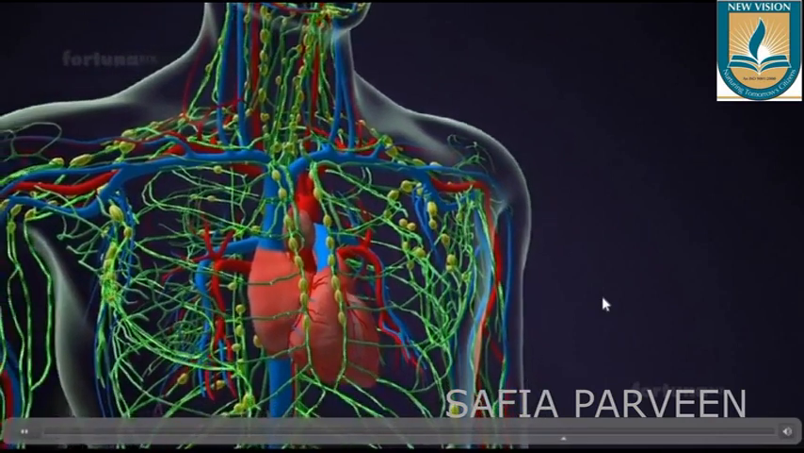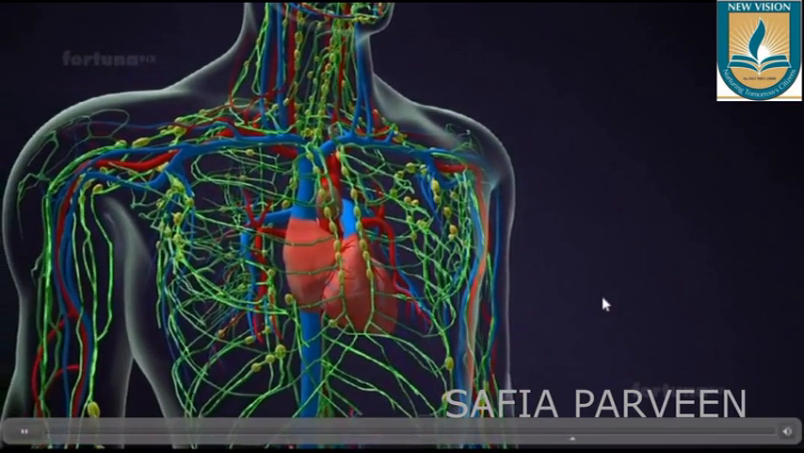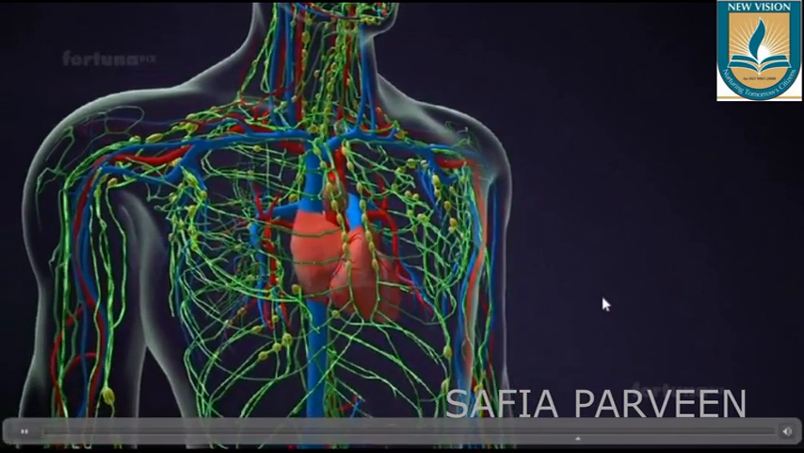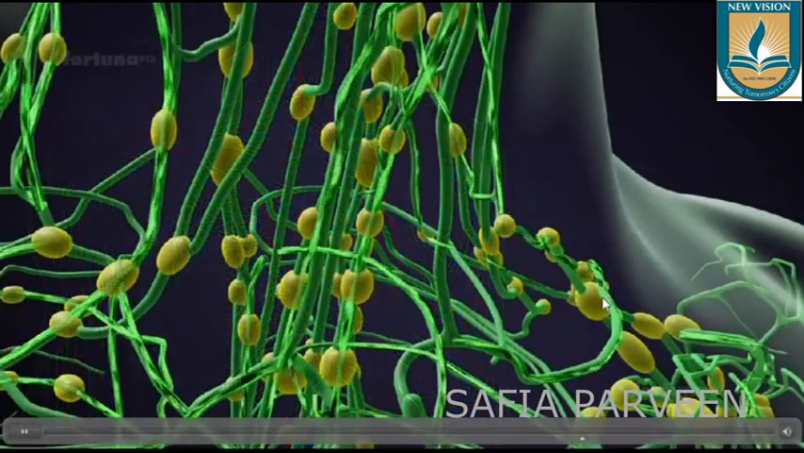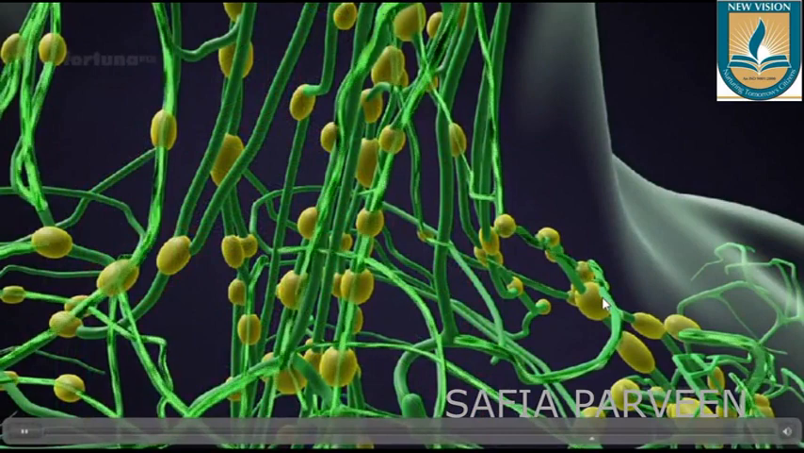It fuses with the veins and helps in distribution of this tissue fluid into the blood. In this way, it helps in fluid balance in our body.